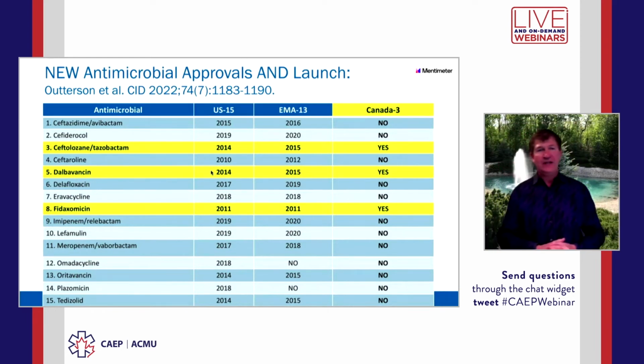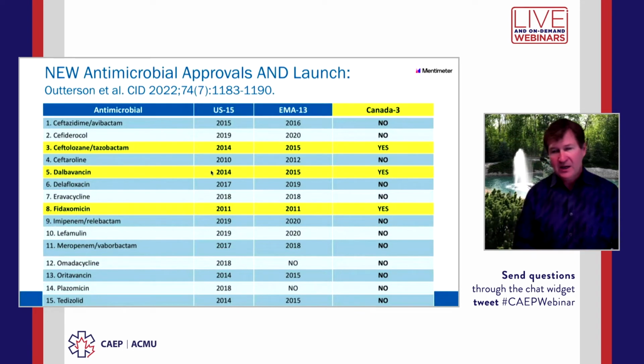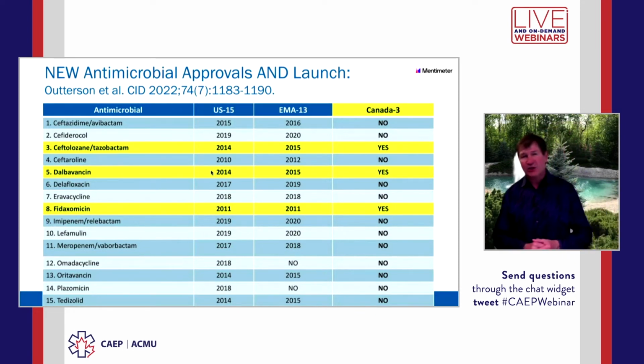All 15 of these new antibiotics have been approved by the FDA and launched, meaning they're available to use by emergency doctors and clinicians across the United States. That's good news there. The next column is EMA. This is the European Medicines Agency.